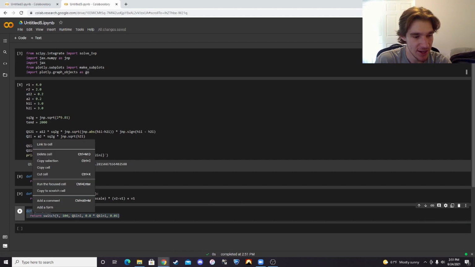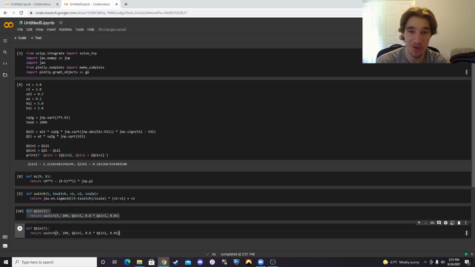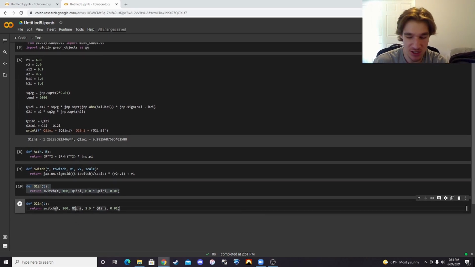So I'm going to go ahead and copy this, because it's going to be the exact same thing for our Q2 in, except we're going to be changing the values. This is going to be at 200 seconds is when we want it to switch. 0.8 now becomes 2.5. It's going to be 250% of what it used to be. Make sure we change these variables inside as well.